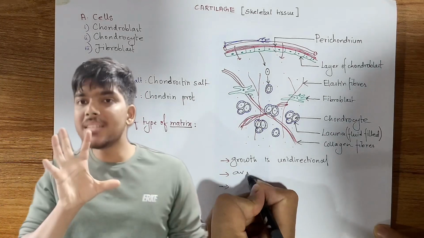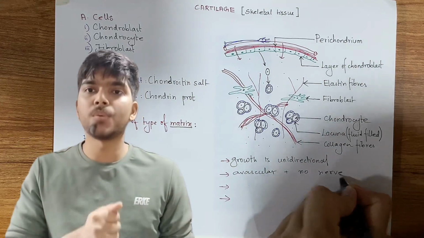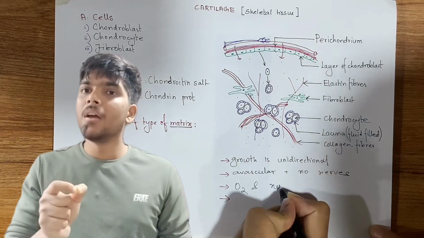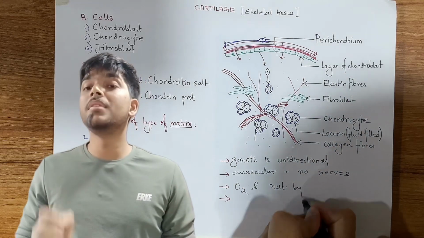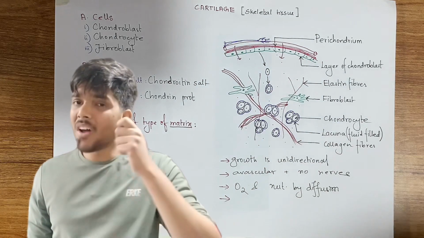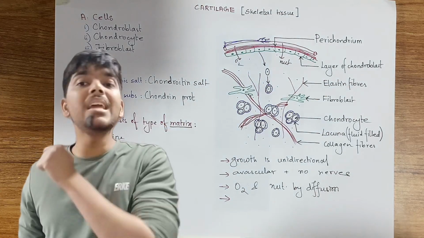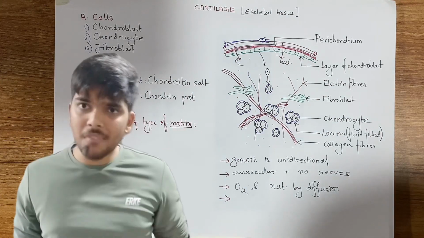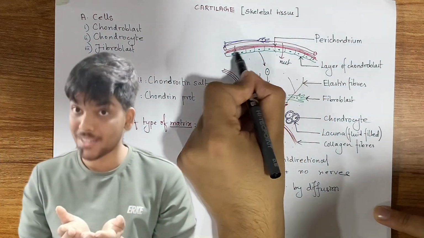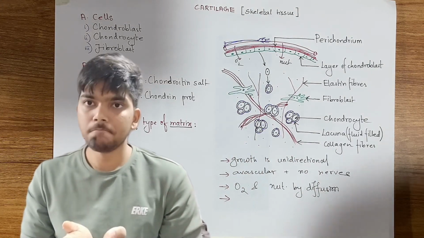Number two, the cartilage is avascular. That is, it has no blood supply. Plus, there is no supply of nerve as well. However, the cells inside cartilage which are living are able to survive with the help of oxygen and nutrition that they receive by the process of diffusion. And they receive this oxygen and nutrition by diffusion from blood vessels present in perichondrium. So the cartilage itself is avascular, but the perichondrium surrounding the cartilage is actually vascular. That is, it has blood supply. Not only that, it is also supplied with nerves.